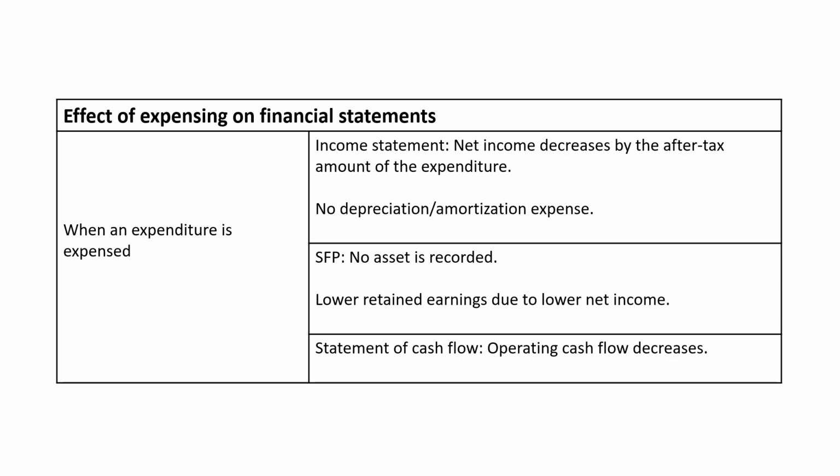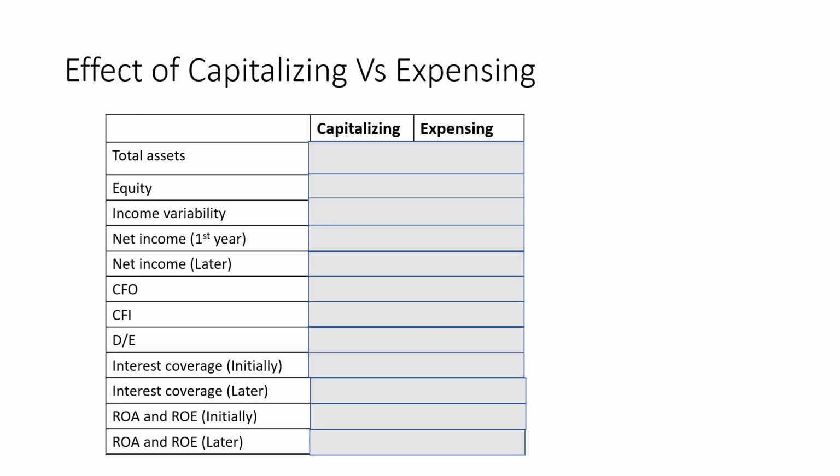When it comes to the statement of cash flow, operating cash flow decreases because of the expensing value. Now let's see the effect of capitalizing versus expensing. Capitalizing means we are going to capitalize or add the value to the asset value. Expensing means we are going to charge it as an expense in the income statement.